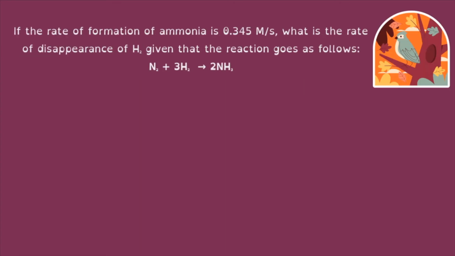Let's move on to question number 2. If the rate of formation of ammonia is 0.345 molar per second, what is the rate of disappearance of hydrogen gas given that the reaction goes as follows? So in order for you to answer this question, you need to look at where all the chemicals are being put. The first one is the reactant, so everything in the reactant should be negative and everything in the product should be positive. Right, now let's write the rate expression.